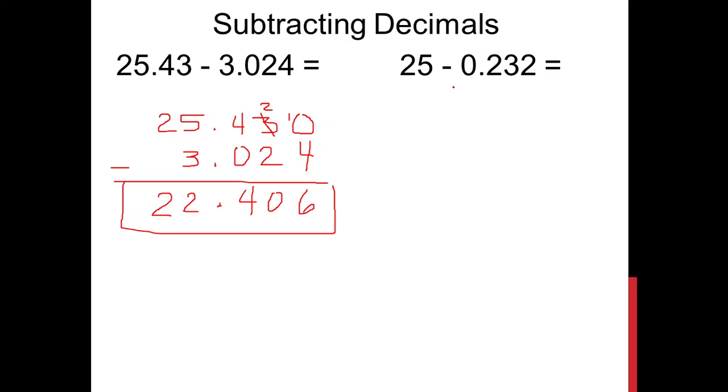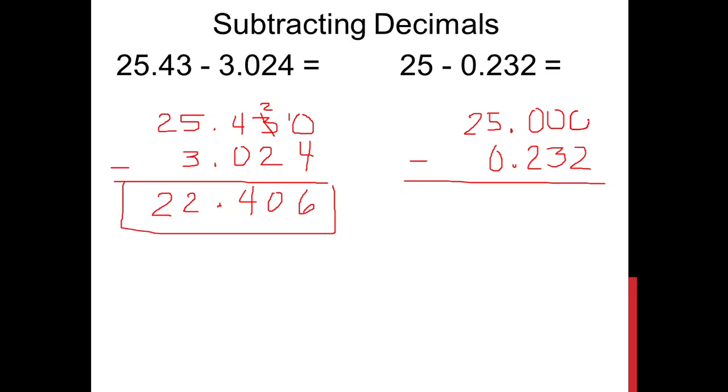Next, we have 25 minus 0.232. Again, let's rewrite our statement here. This one is a whole number, so the decimal point here is after the number. Minus 0.232. Make sure that your decimal point is aligned. Then let's just add zeros here. Okay, so let's start subtracting this one.